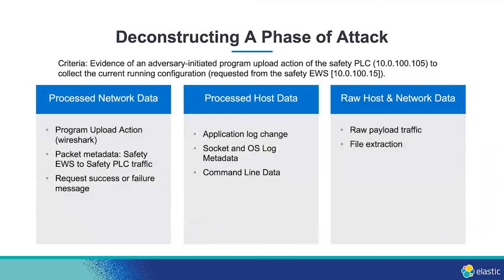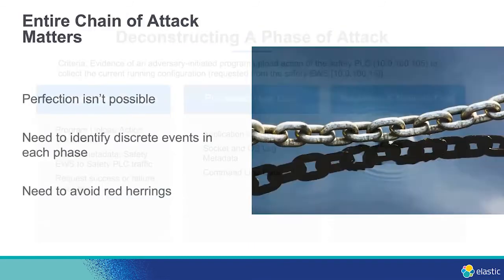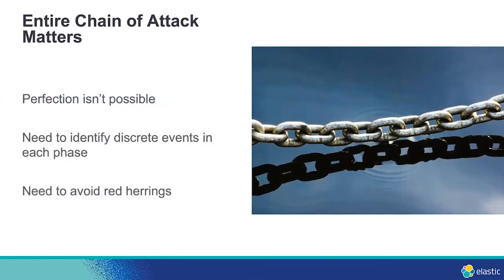So again, when we look at the data we could use here, these are some examples, and I put a few tools here. That program upload action, which is just one of the protocol options you might see, you might pull out of Wireshark or out of a PCAP. The process host data, like I said, you might pull out of the Windows event logs. The raw host and network data, you might pull out of the raw PCAP, or if you have a file on disk, pull the file off disk. But something important to note, and something we definitely learned as we went through this, is the entire chain of attack matters.